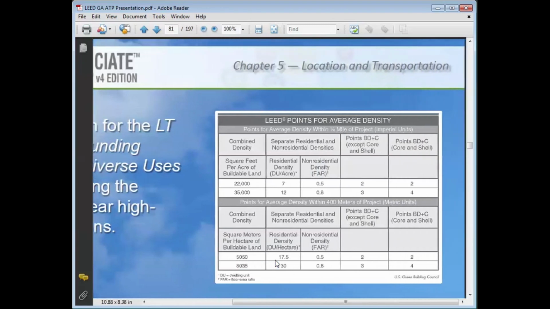For example, let me just zoom in a bit and let me share it with you. This points for average density. It's like 22,000 or 35,000, and like the combined density square feet per acre of buildable land. The areas are mentioned. The residential density is like 7 persons per acre or 12 persons per acre. The higher the density, the better the points.